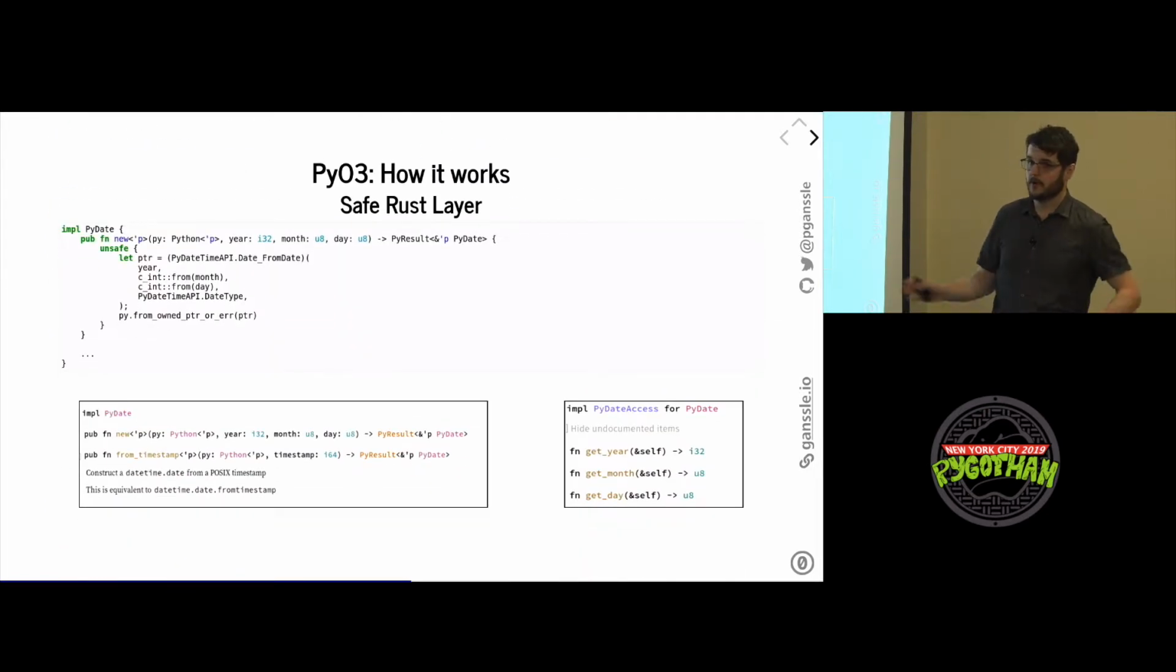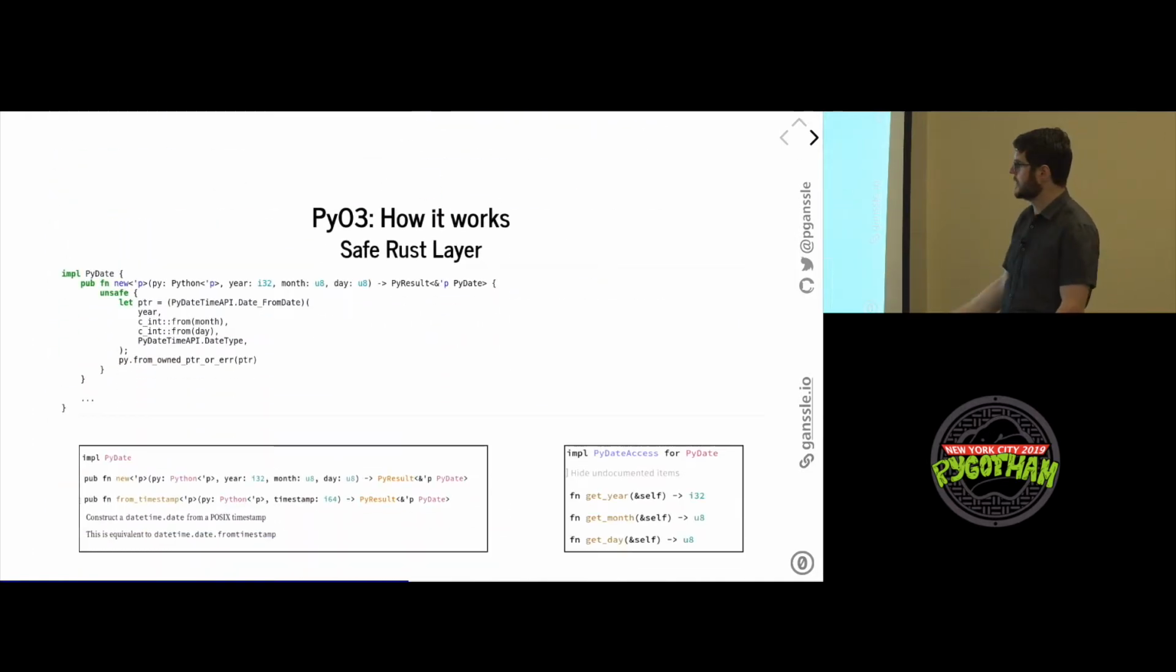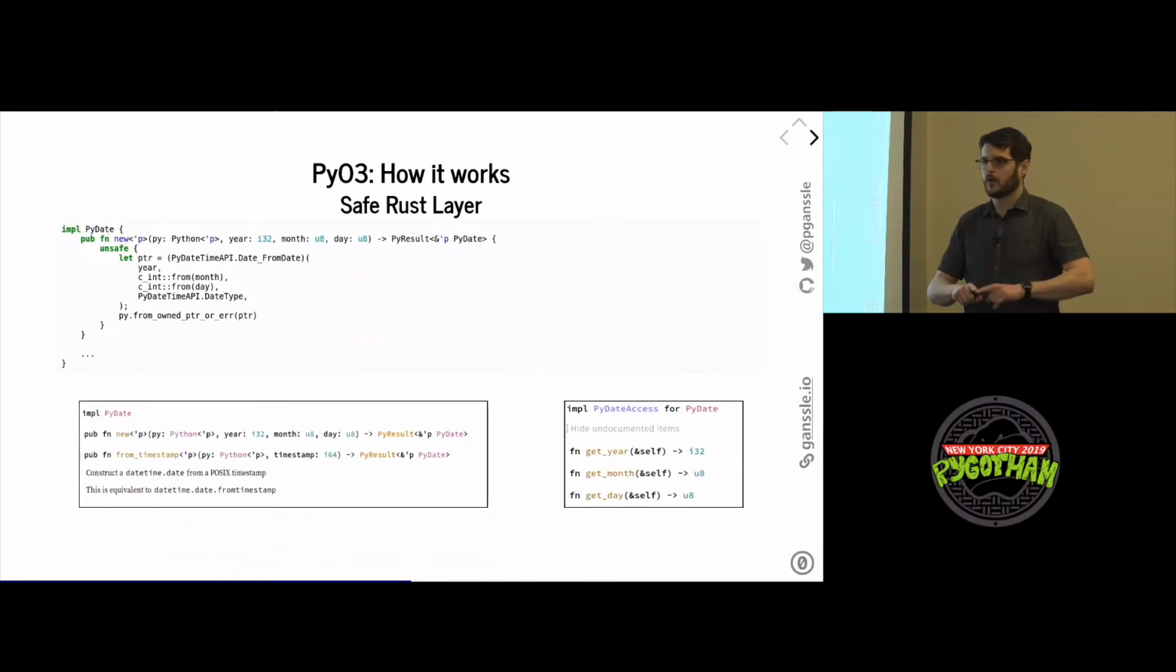So once you have all that stuff, and this is all super unsafe, right? Pub unsafe. This is like a C data structure. This is unsafe extern C. That's just calling C functions. Once you have that, PyO3 has another layer, which is the safe Rust layer.